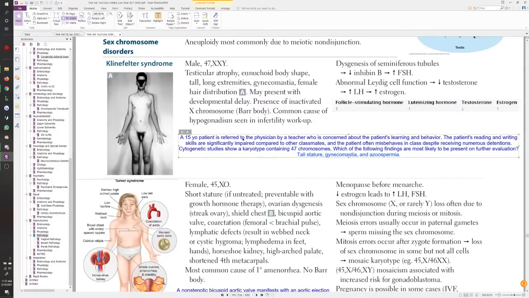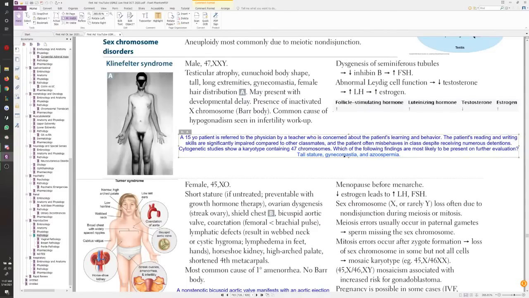15-year-old patient is referred to the physician by a teacher who's concerned about the patient's learning behavior. Patient's reading and writing skills are significantly impaired compared to other classmates, and the patient often misbehaves in class despite receiving numerous detentions. Cytogenetic studies show a karyotype containing 47 chromosomes. Well, you already know what the problem is now, because it's supposed to be 46 chromosomes, so it must be XXY. And then they're like, what else are you going to be finding in this patient?